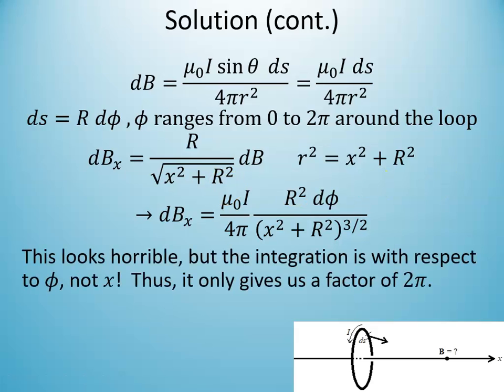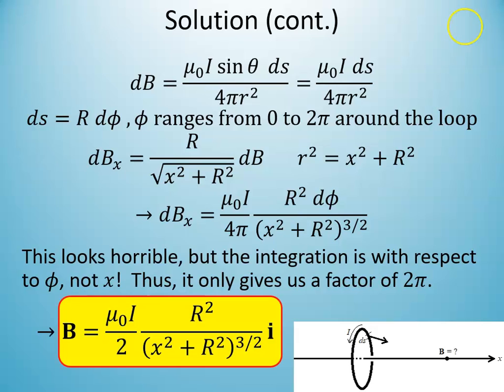Okay, so while this looks really bad, we notice that the only variable in there is actually part of the differential, so we can pull everything outside of the integral. Mu naught I over 4 pi obviously goes outside of the integral, but so does the r squared over the 3/2 power of x squared plus big R squared. All we're left with is d phi, and we're integrating that from 0 to 2 pi, so that's just going to give us a factor of 2 pi. Well, I know what 2 pi divided by 4 pi is. That's a half. So there we go.